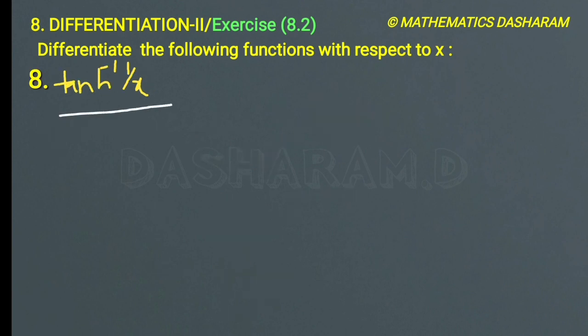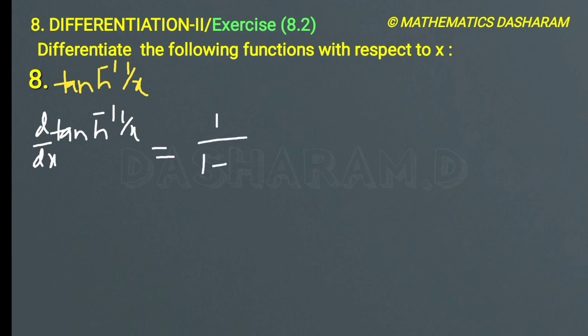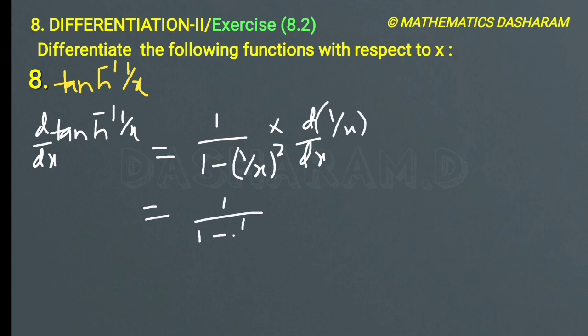Eighth question, tan h inverse 1 by x. So d by dx of tan h inverse, the derivative of tan h inverse formula is 1 by 1 minus x square. So here the x value given is 1 by x. So 1 by 1 minus 1 by x whole square into, next do the derivative of one more function, that is 1 by x. So 1 by 1 minus 1 by x square into the derivative of 1 by x, which is minus 1 by x square.